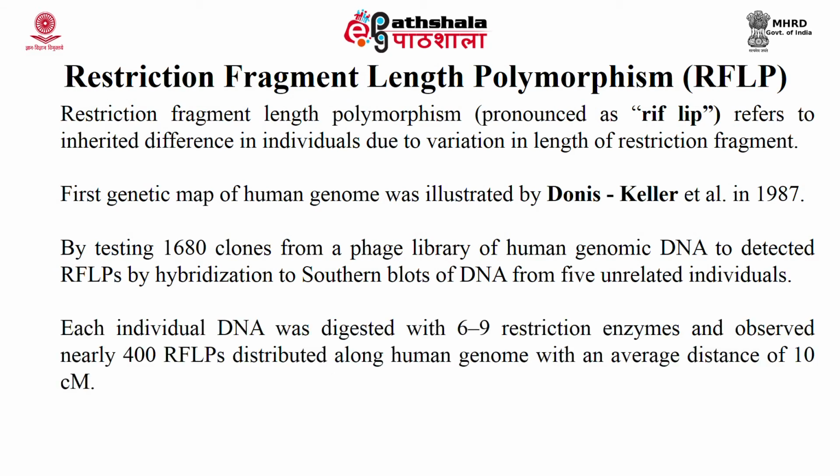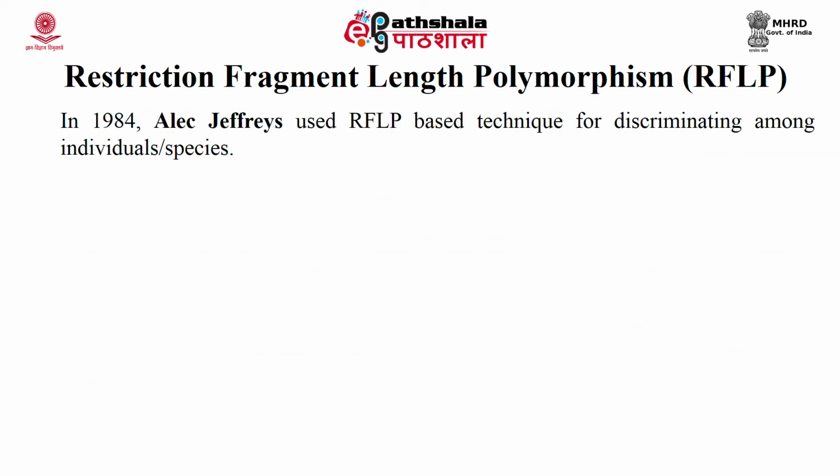Each individual's DNA was digested with 6 to 9 restriction enzymes, and nearly 400 RFLPs were observed distributed along the human genome with an average distance of 10 cM. In 1984, Alec Jeffreys used an RFLP-based technique for discriminating among individuals and species.